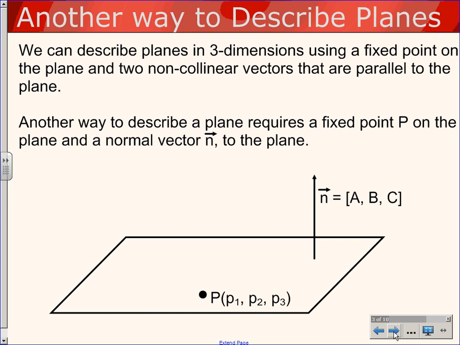It says we can describe planes in 3 dimensions using a fixed point on the plane and 2 non-collinear vectors. That's what we did before. The other way to do it, we still need a fixed point. So we need to know a point on the plane. There's no way around that. But now, instead of knowing 2 direction vectors, what we're going to give is a normal vector instead. A normal vector is a vector that's perpendicular to the plane. We're looking at our point P, and we'd know the values of P1, P2, and P3. That's a point that we would know on the plane. And now we'd have to know the normal vector instead. We need to know the values of A, B, and C.